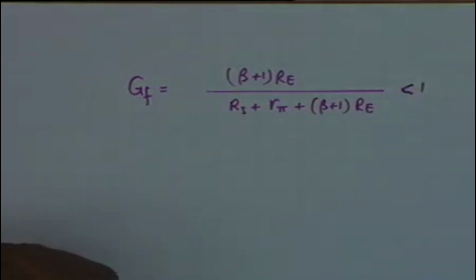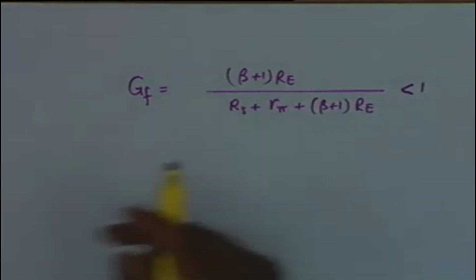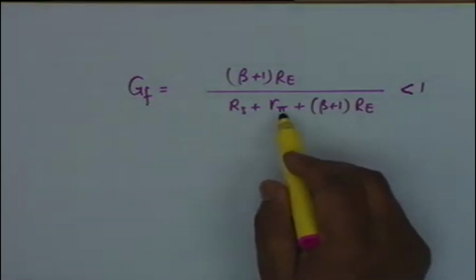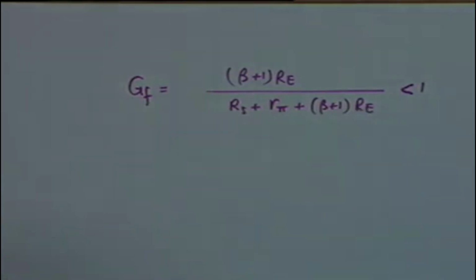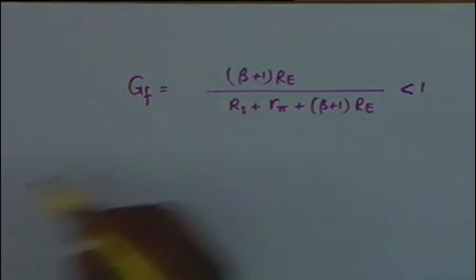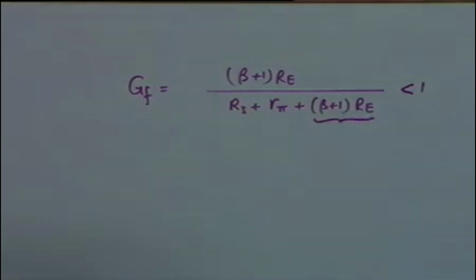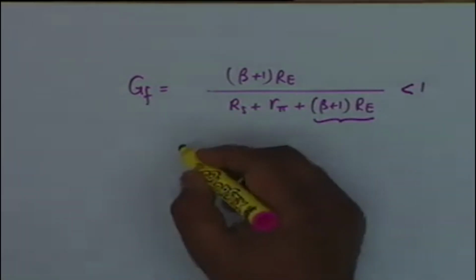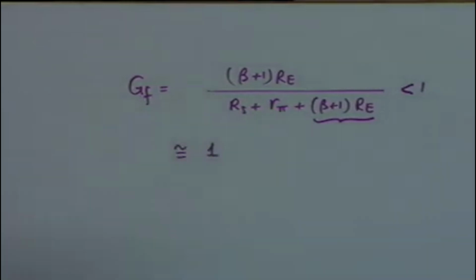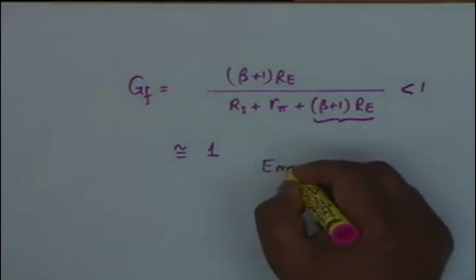Isn't that right? Obviously it is less than 1. And you also know that Rs, R pi and Re are of the same orders of magnitude, and beta is of the order of 50, and therefore this term dominates in the denominator, which means that this is approximately equal to 1. And this is why it is called an emitter follower. That is, the emitter voltage follows the input voltage. This is why it is called an emitter follower.